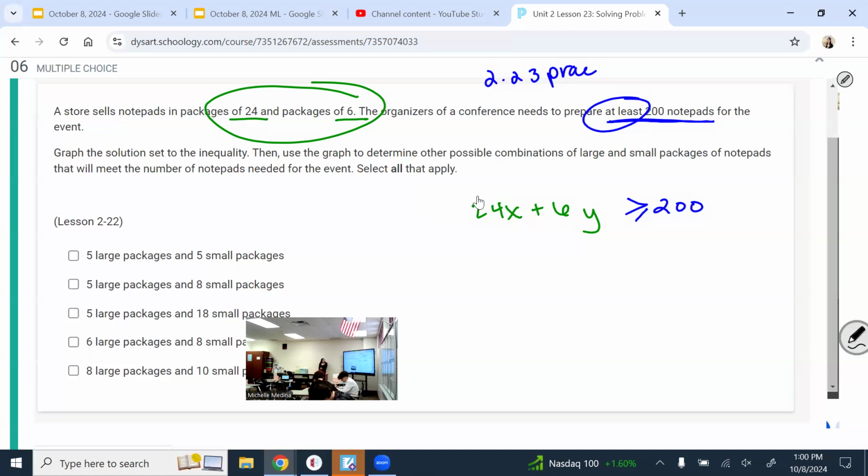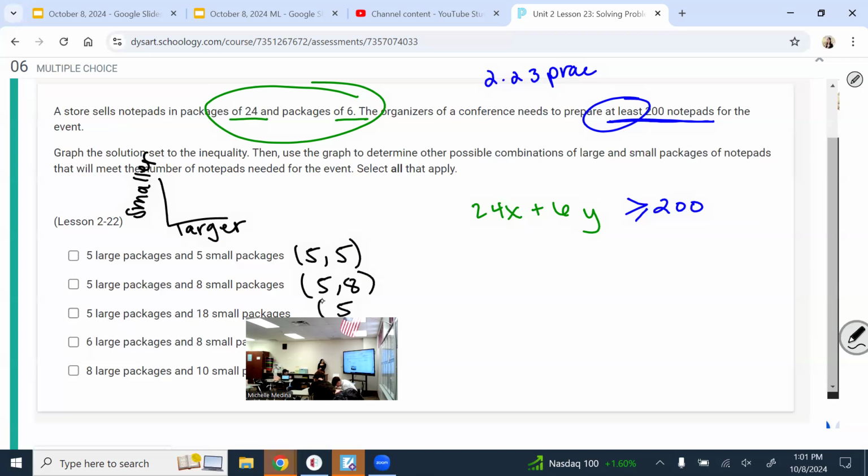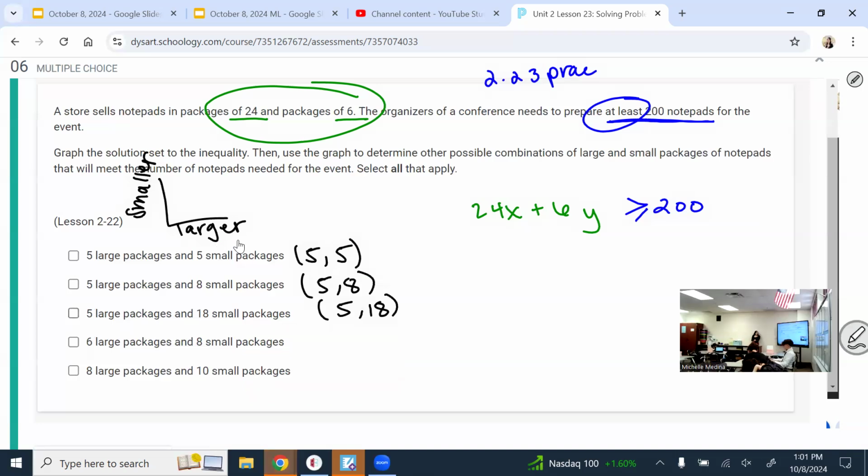And the way that we have it, X is the larger packages and Y is the smaller, which is important to note because when I'm reading it, I need to be able to translate it to this. If this is 5 large, 5 small, the coordinate would be 5, 5 that I'm seeing. Is it in the shaded area? Is it on the solid line? See if it's a solution. For this one, it would be 5, 8, 5, 18, and so forth. So however you set it up, if we're saying this is X and this is Y, then that's the coordinate I need to look for.